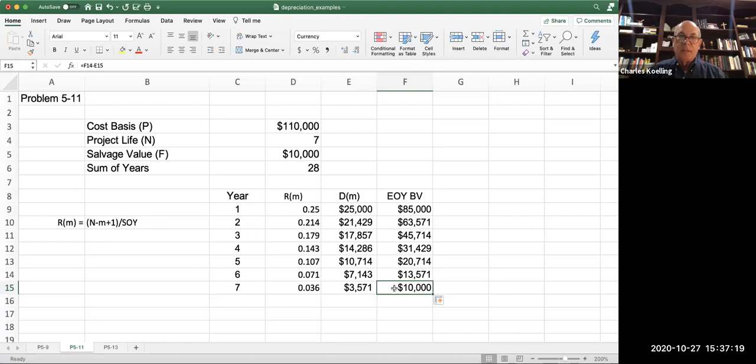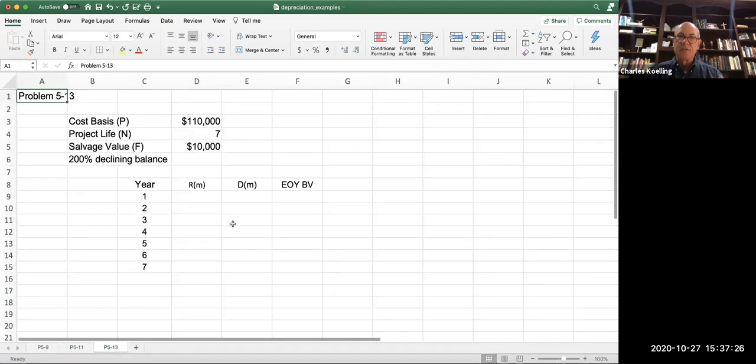Okay, that's problem 11. Let's move on to problem 13, which yet again is exactly the same situation, except now we're going to use the 200% declining balance method, or the double declining balance method. We again start with a cost basis of P. The project life is 7 years. We have a salvage value of $10,000, and our depreciation rate is based on this formula for 200% declining balance, which is 2 over N.